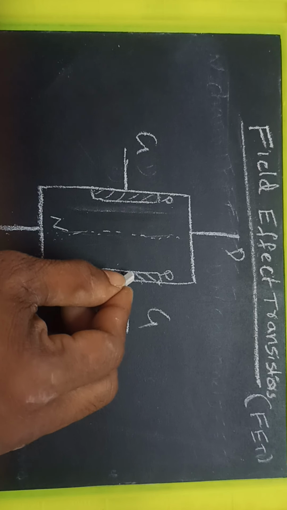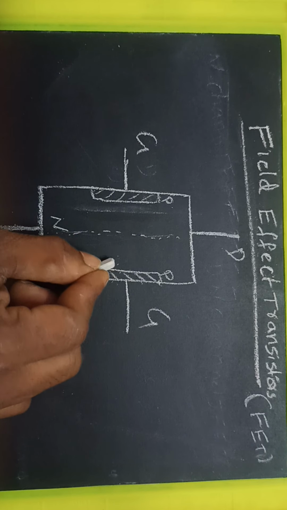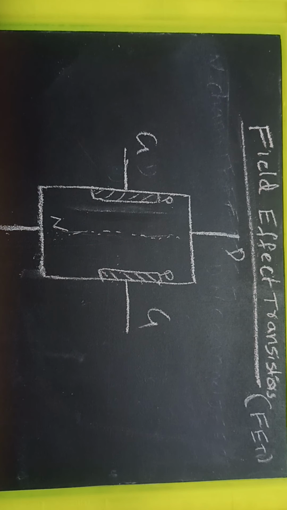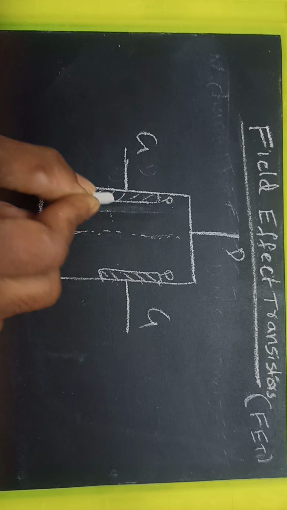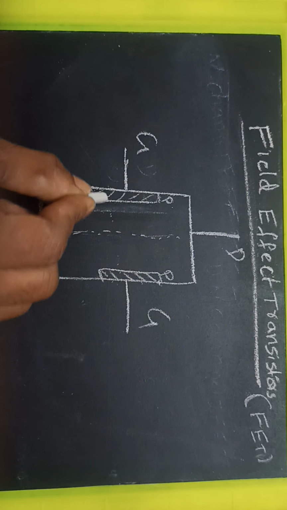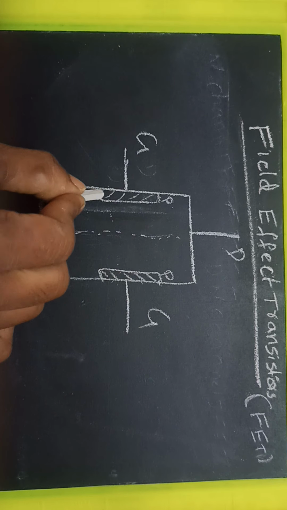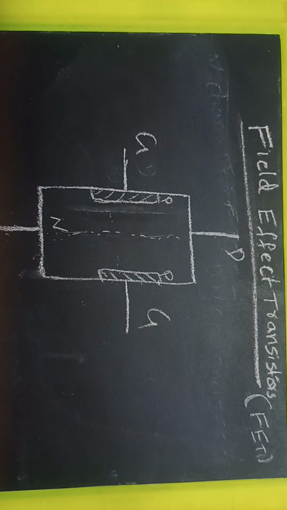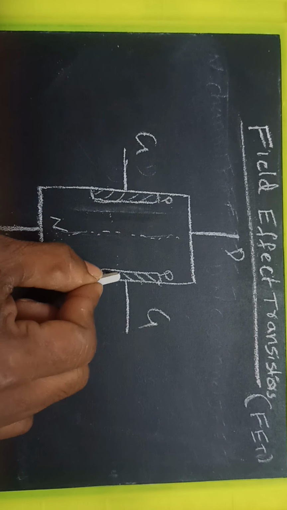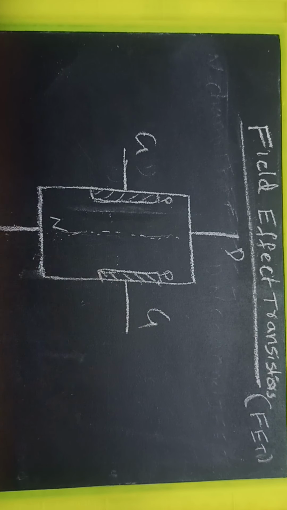This is p-type material, n-type material. These two act as a p-n junction diode, and similarly this is p-type material, this is n-type material. So these two act as a p-n junction diode. So in between p-type and n-type material, one layer is established. Similarly in between p-type material and n-type material, one layer is established.